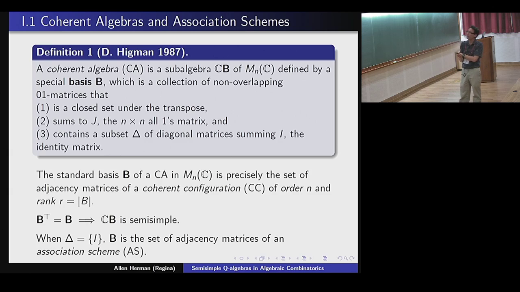Now, when you do that, you call that a coherent algebra. I'll just abbreviate that by CA. Now, this basis that is in the definition is what we call the standard basis of this coherent algebra. And if you talk to a combinatorialist, you have to say that this is a set of adjacency matrices of a coherent configuration. So that's a certain kind of partition. The size of the set in which you're partitioning is n, so that's what we call the order. And indeed, that does become order for the algebraist. And the dimension of the algebra is the rank.